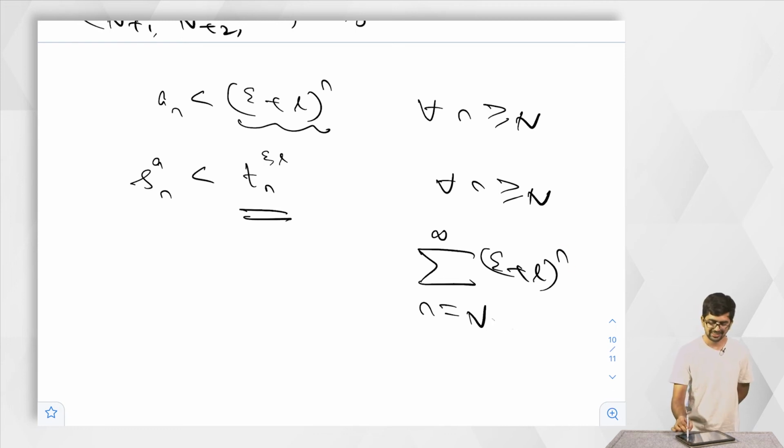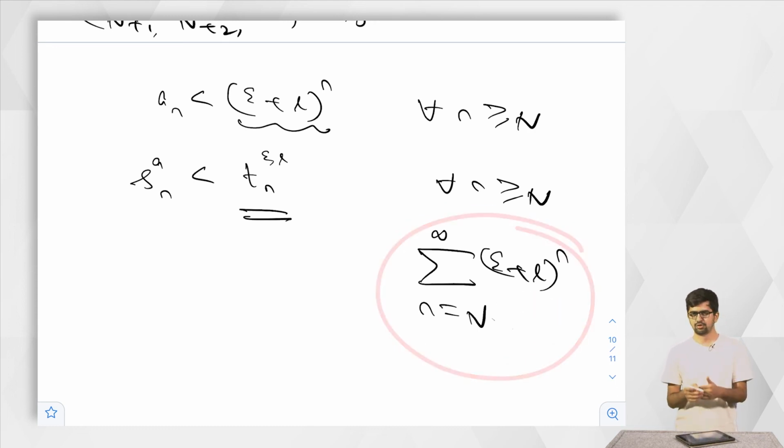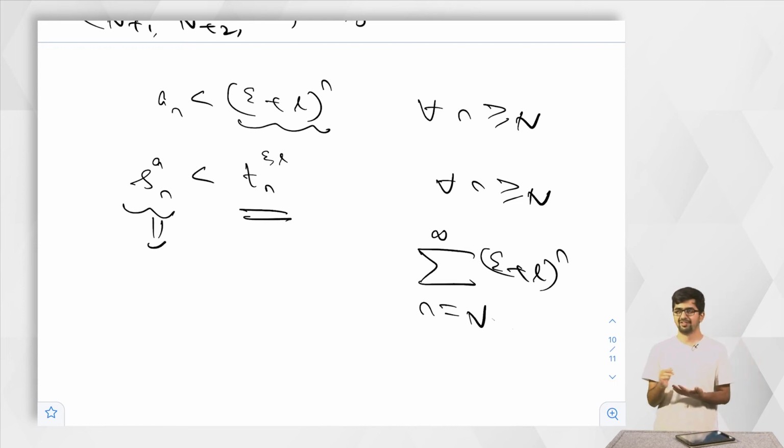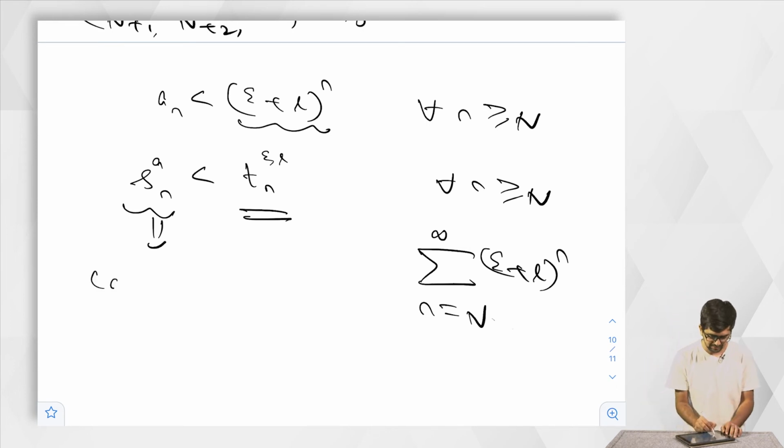Now this is convergent, which means the sequence of partial sums associated to this series is bounded above, because everything is non-negative. For this series to converge, the partial sum sequence should be bounded above. So 0 is less than s_n, which is less than that. So this implies this sequence is bounded above. This is a bounded above, increasing sequence of non-negative terms, so this is convergent.